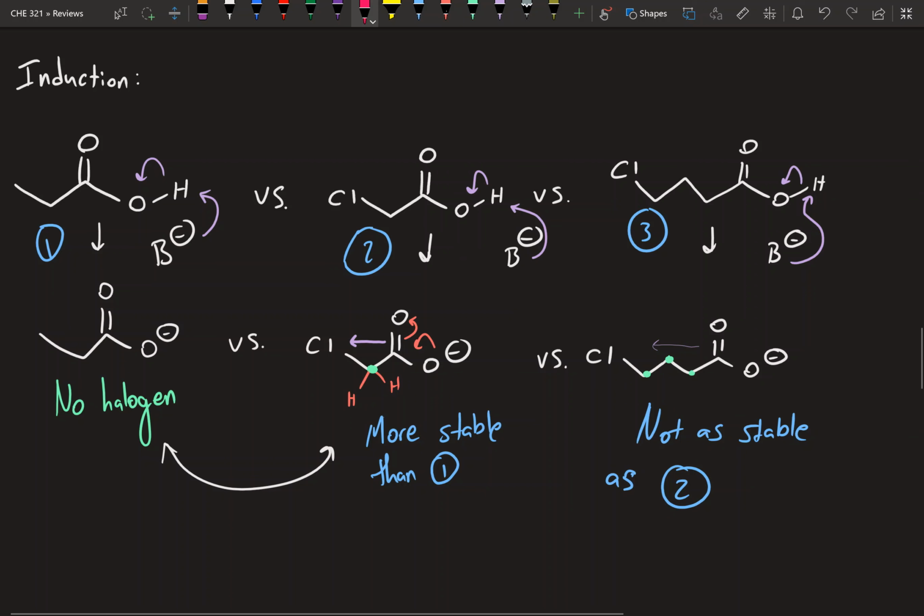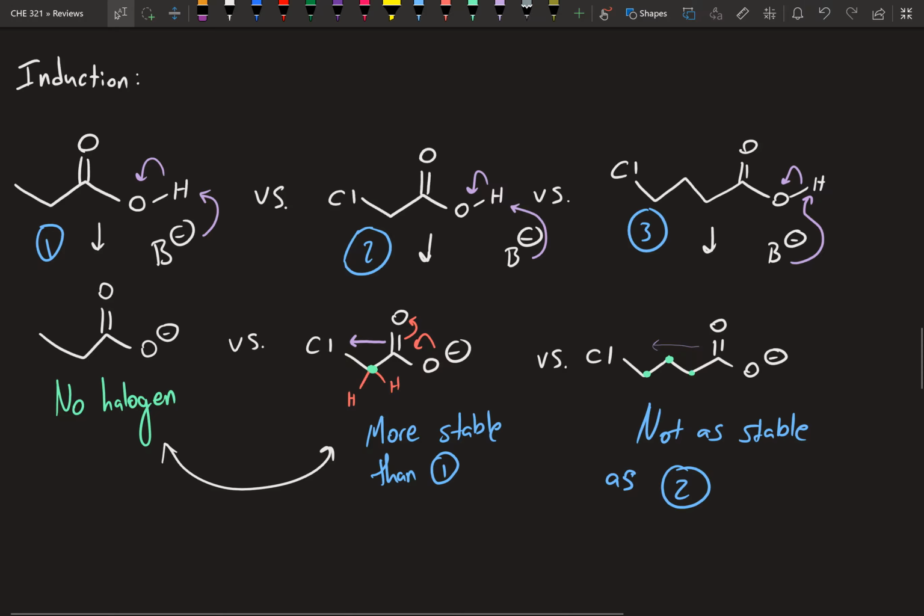The one in the middle, the chlorine is very close, and so its induction is strong. And the one on the right, the chlorine is much farther away, and so the induction is weaker. So that means that the one in the middle is more stable than the other 2. The conjugate base is more stable than the other 2 because chlorine is closer, and it can exert a stronger inductive effect.